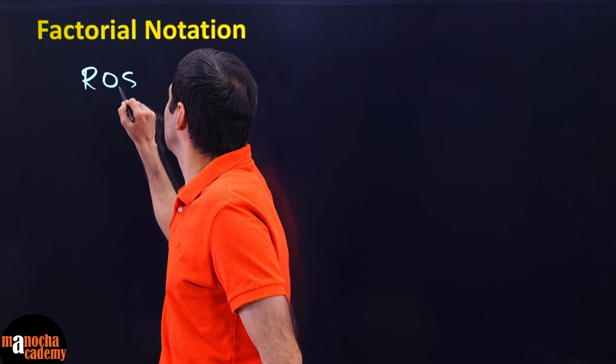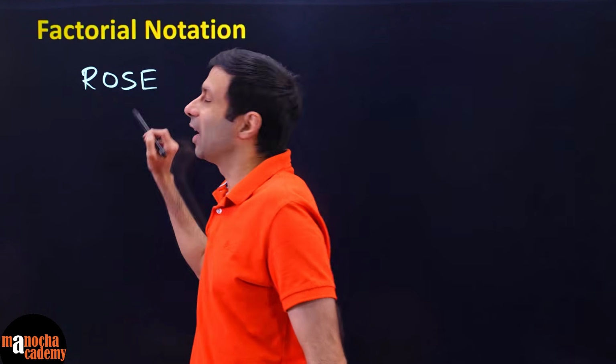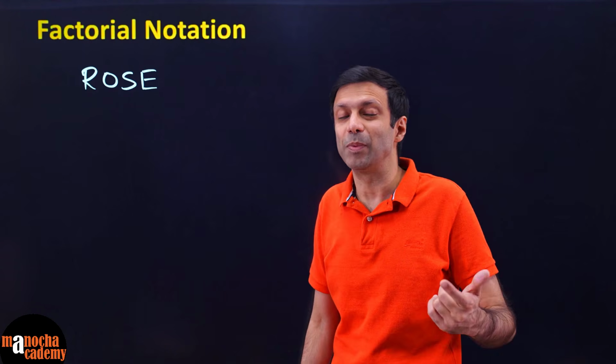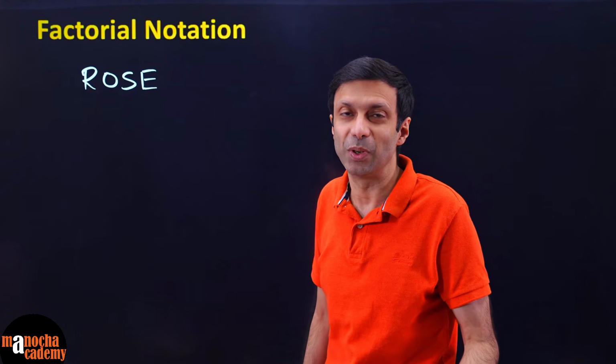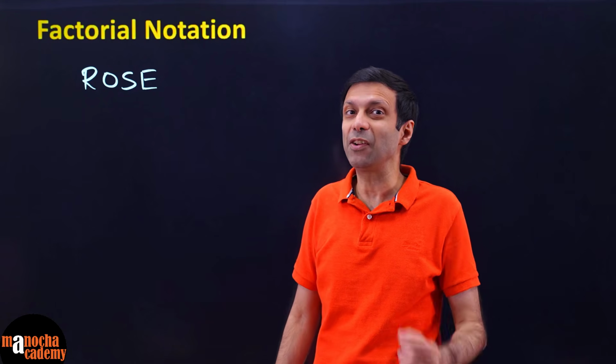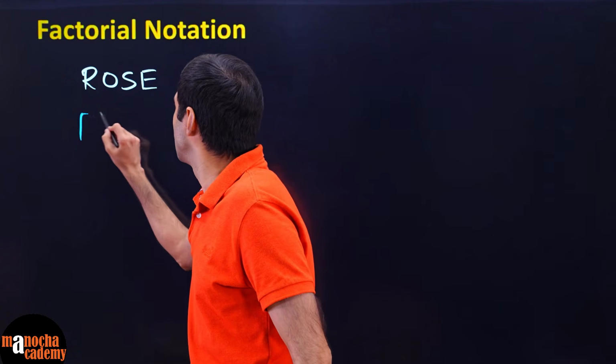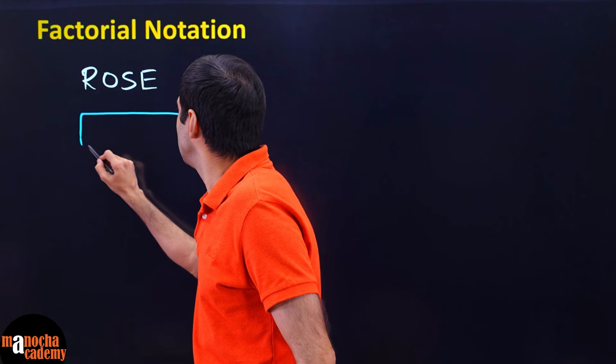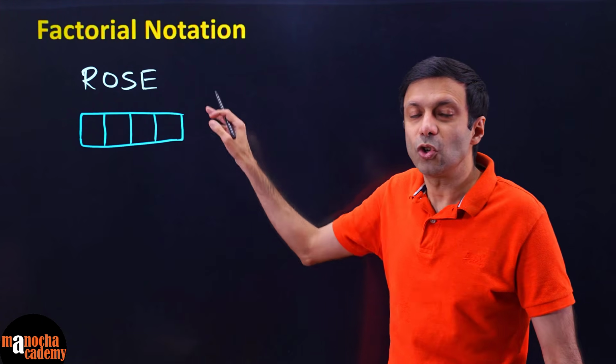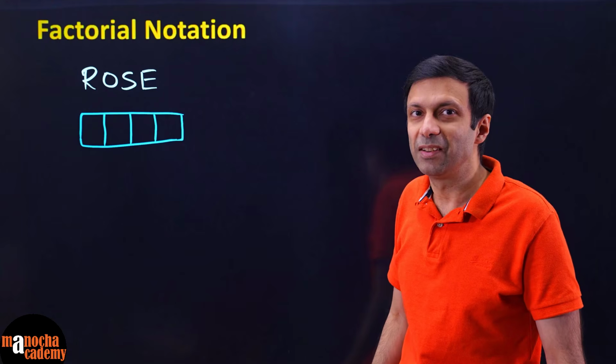We had seen this 4-letter word and we had looked at how many possible arrangements, how many possible permutations were there. Remember, it was like filling up the boxes. So once again, rose is a 4-letter word. So it's like filling these 4 boxes. So how many possible permutations will be there?